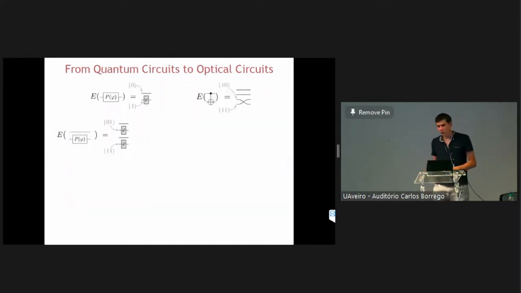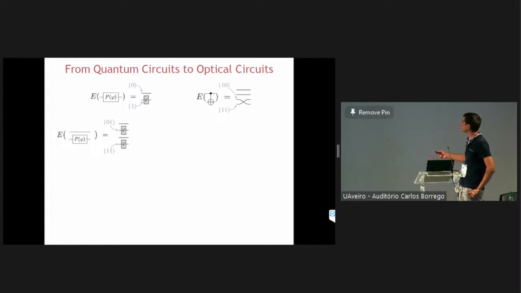So regarding the encoding, the idea is to encode a quantum circuit into an optical circuit. For instance, for the phase gate, the Z rotation, it's representing a 2x2 matrix. So I'm going to encode it using two wires in optical circuits. One wire corresponds to the |0> state, and the other one to the |1> state. So I'm just doing nothing on |0> and applying the phase on |1>. Okay, it's a standard encoding of a phase gate into an optical circuit.